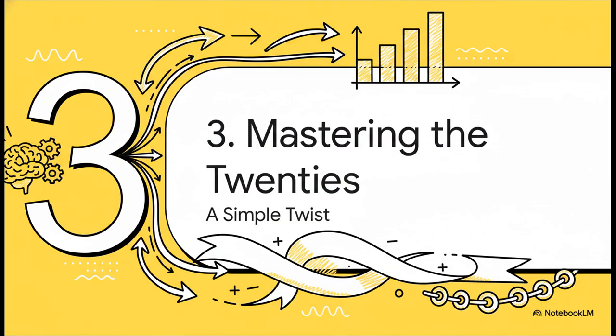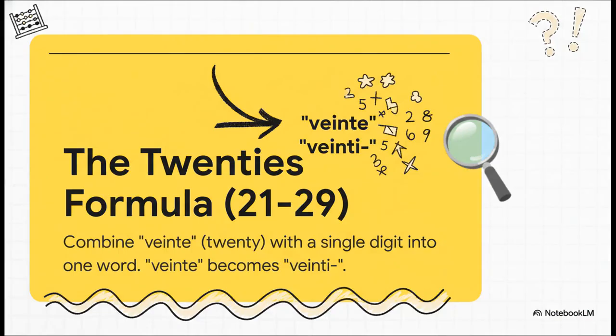Okay, ready for the 20s? The pattern here is super similar, but there's a tiny little twist. And get this, once you nail this part, you'll have pretty much mastered a third of all the numbers to 100. Seriously. So here's that little twist I mentioned. The key thing to see is how the word for 20, veinte, changes just a bit. That E on the end gets swapped out for an I, so it becomes veinti before it smushes together with the next number. It's one smooth, connected word.